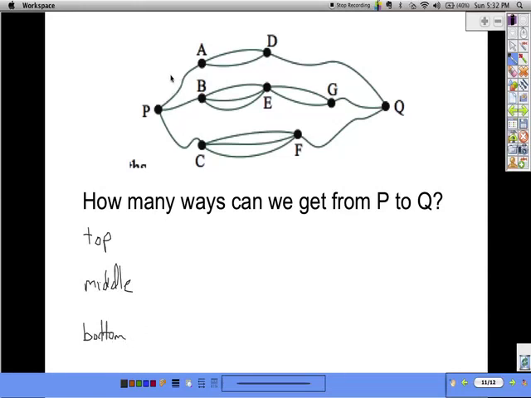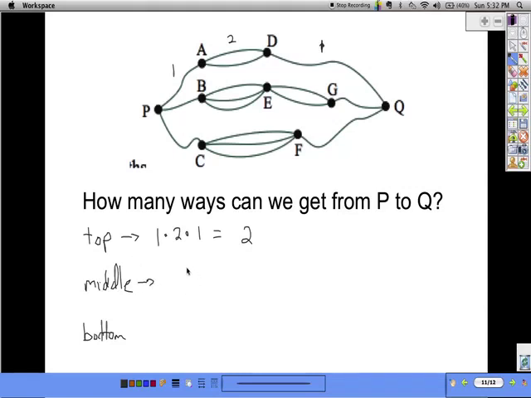The top way of going, we have one choice there, two choices there, and one choice going from D to Q. So the top way of going, what we can do is multiply each choice that we have along the way. 1 times 2 times 1 gives me two different paths total from P to Q.